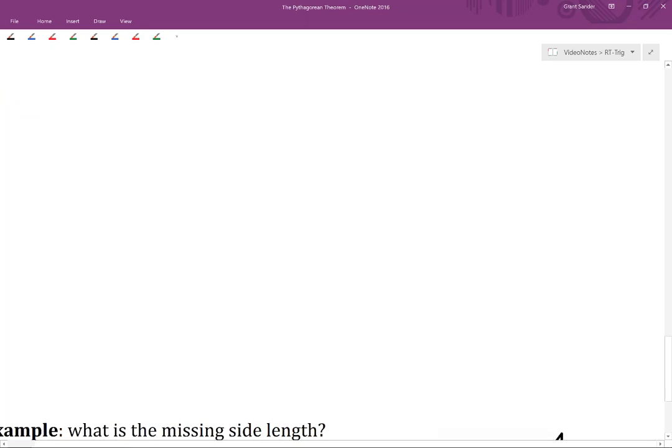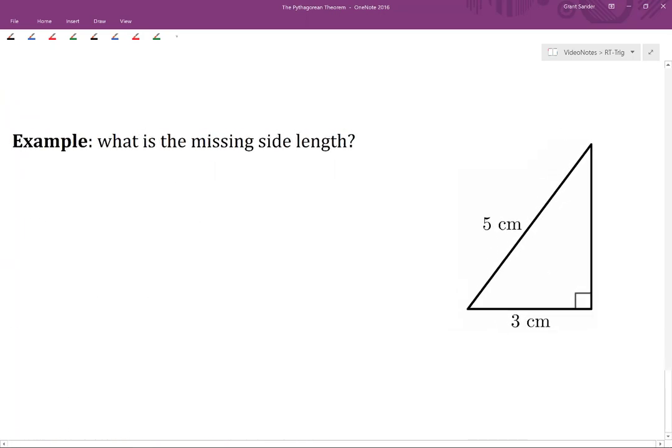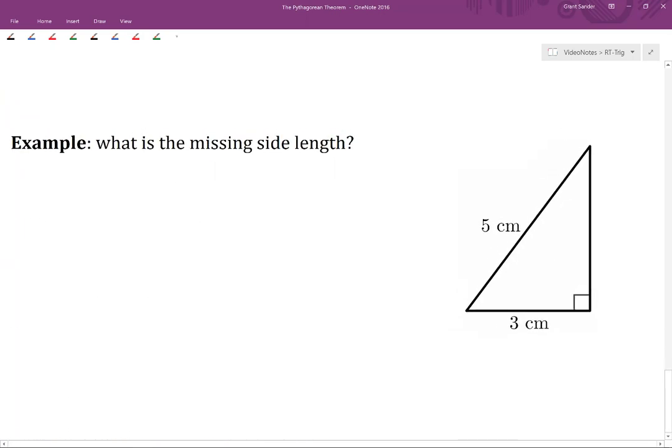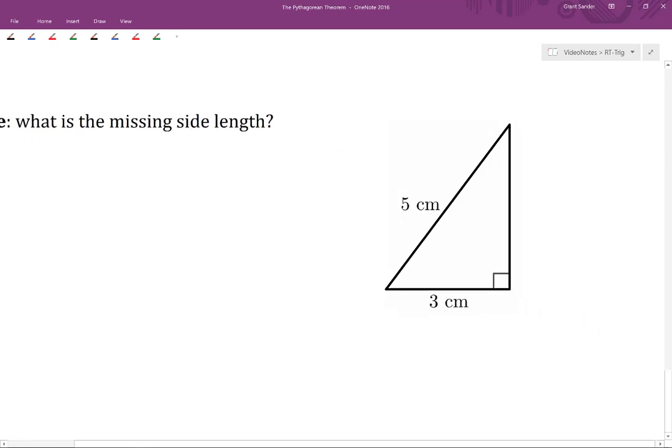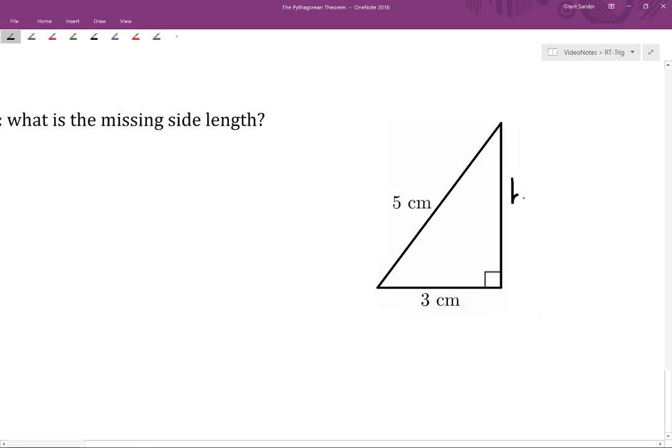Let's look at one more example. So we have another right triangle, but we have a missing side length, and we want to know what the side length is. We'll call this b here. So this vertical side length is b centimeters long. We have a horizontal side length of 3 centimeters and a hypotenuse that is 5 centimeters long.